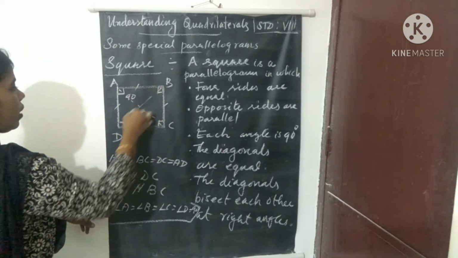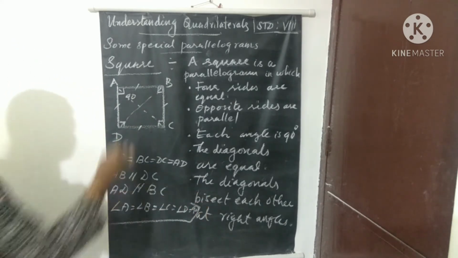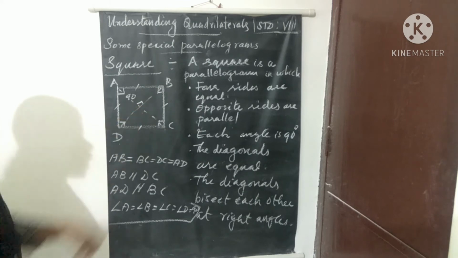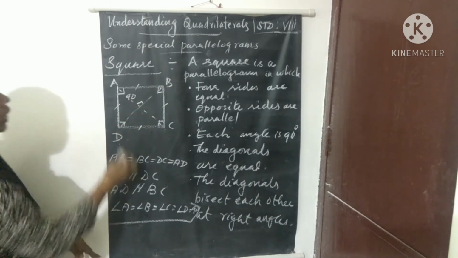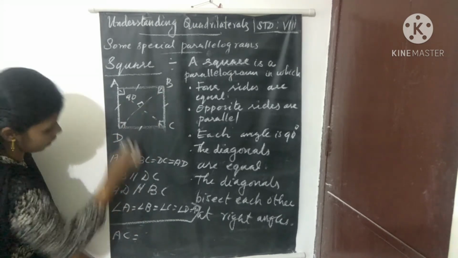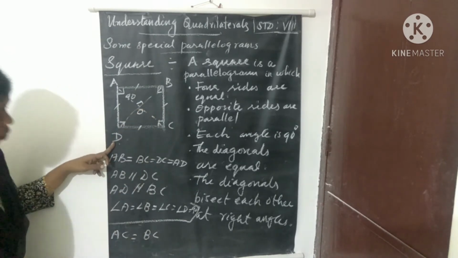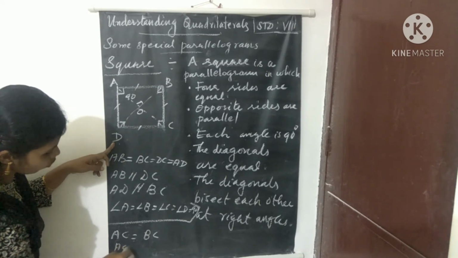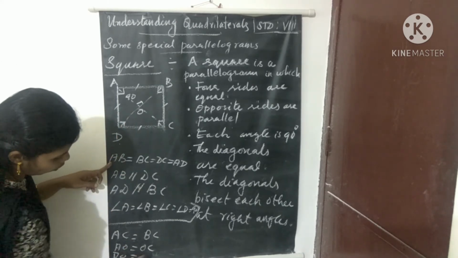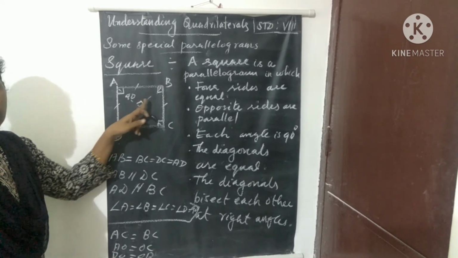Next, the diagonals are equal. Diagonals are always equal in a square. Then the diagonals bisect each other at right angles. So diagonal AC equals diagonal BD. Here I represent the intersection point as O. That is AO equals OC and DO equals OB. Diagonals bisect each other at right angles.